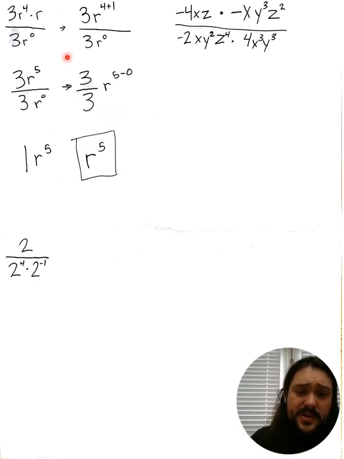So you can see how useful this is. All of this complicated 3r to the 4 times r divided by 3r to the 0 really reduces all the way down to r to the 5th. A lot more simple.